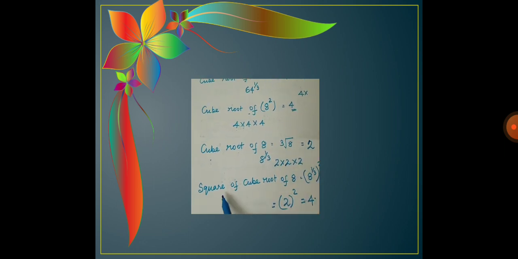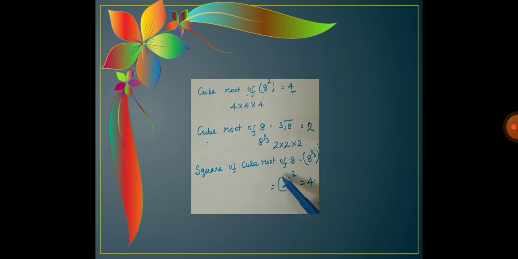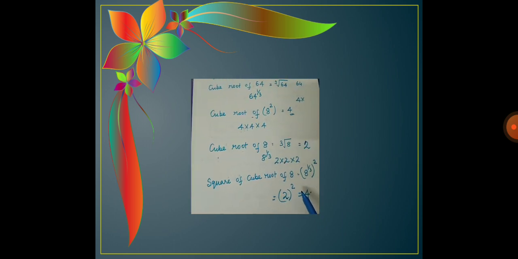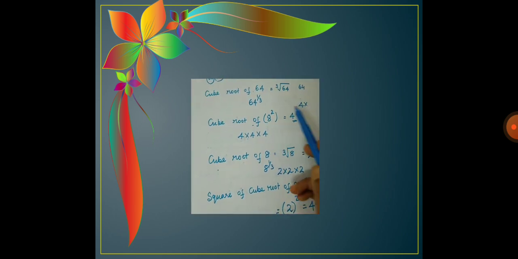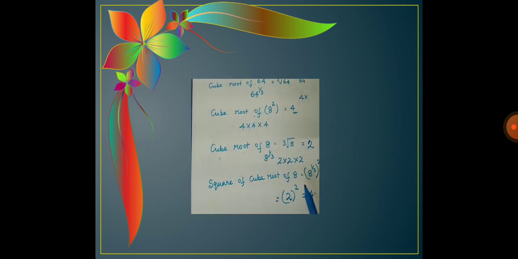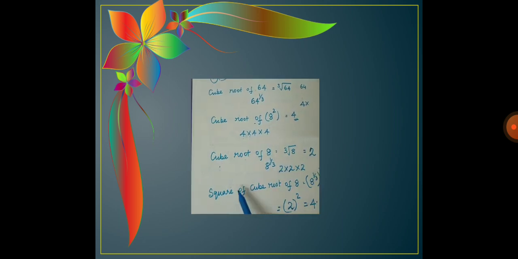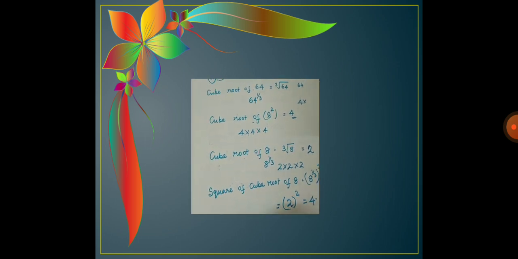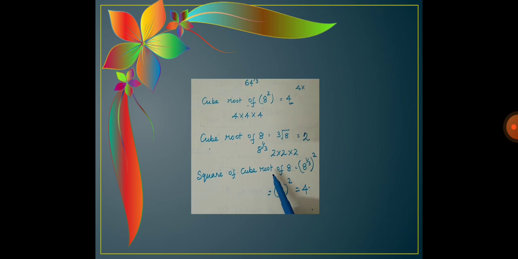So the square of the cube root of 8: the cube root of 8 is 2, so the square of the cube root of 8 is 4. From this we can say that the cube root of 8 squared is equal to the square of the cube root of 8. Listen carefully. The cube root of 8 squared is 4. The square of the cube root of 8 is 4. So can we write it like this? The cube root of 8 squared is equal to the square of the cube root of 8.